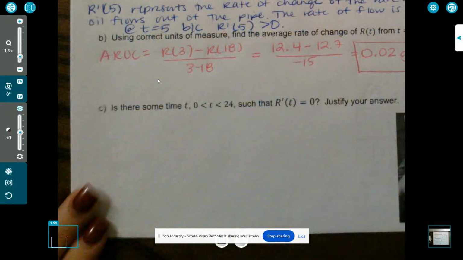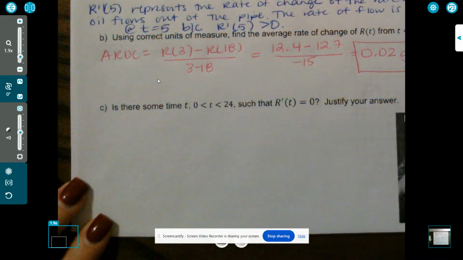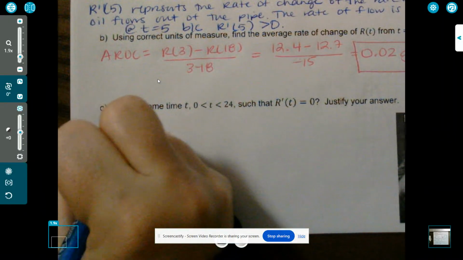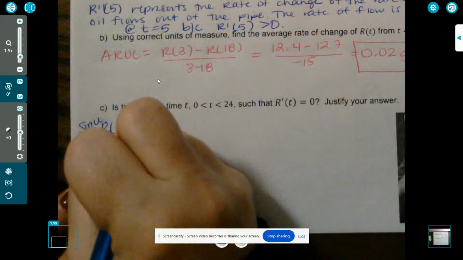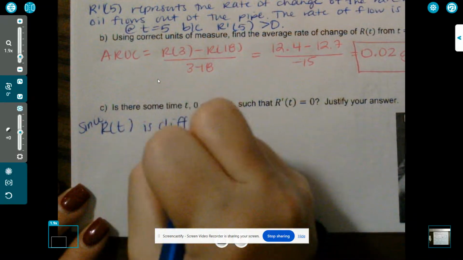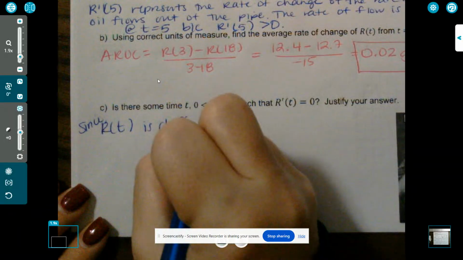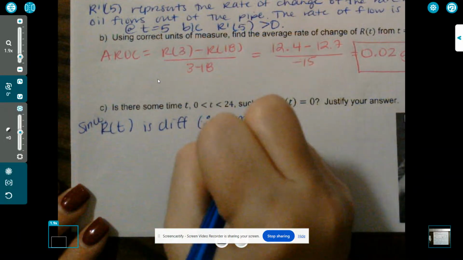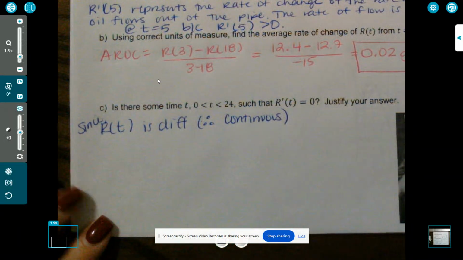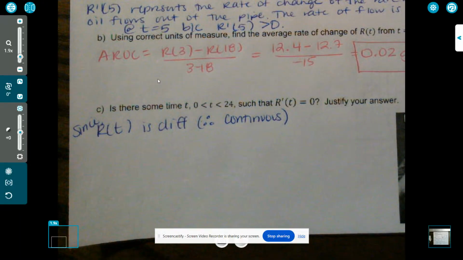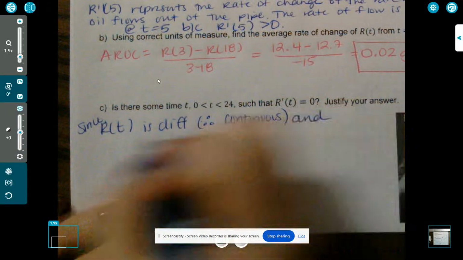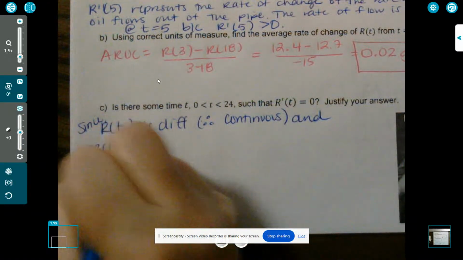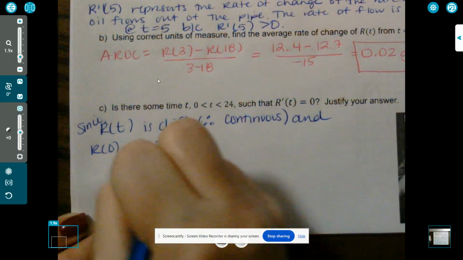So if f of a equals f of b, we do know that r of t is differentiable, therefore it is continuous. Just real quick, they didn't tell us in the problem that it was a differentiable function, but they did tell us. Remember, if it's differentiable, then it is continuous. And we saw that r of 0 equals r of 24.